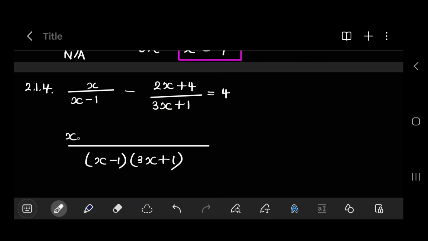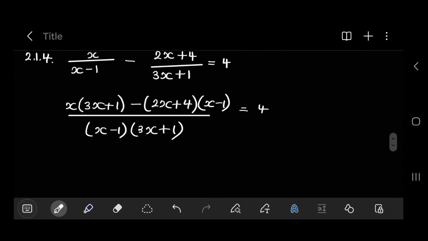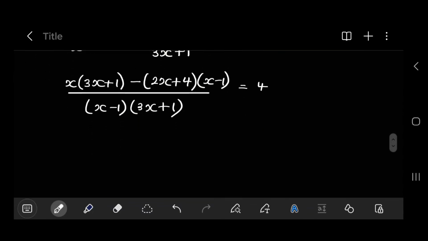So we're going to have x times 3x plus 1. We keep the same sign in between and we cross multiply the other way. We'll have 2x plus 4 times x minus 1. And on the right-hand side, we have 4. Now, since we want to solve for x and we don't want to have x in the denominator, what we can do is take this denominator and multiply it across. So on the right-hand side, it is going to multiply with the 4.